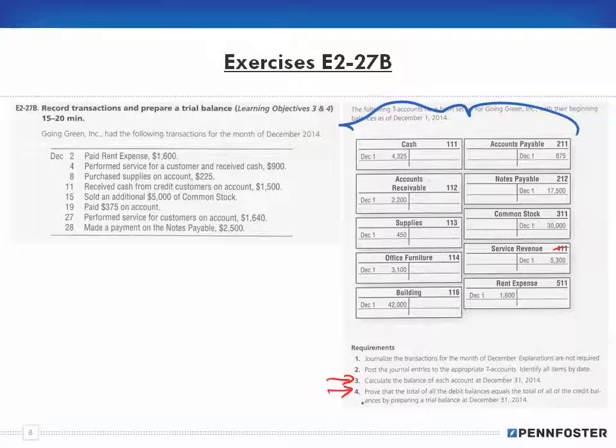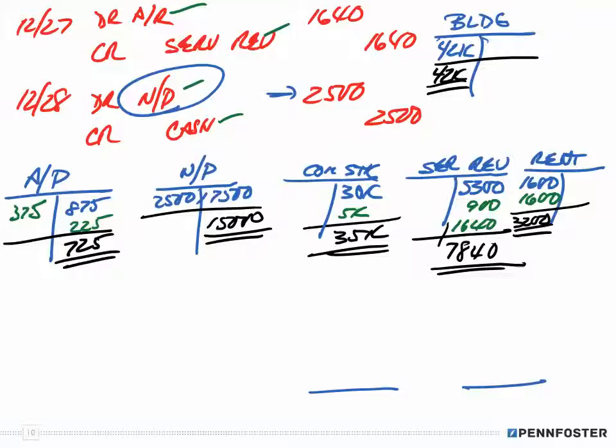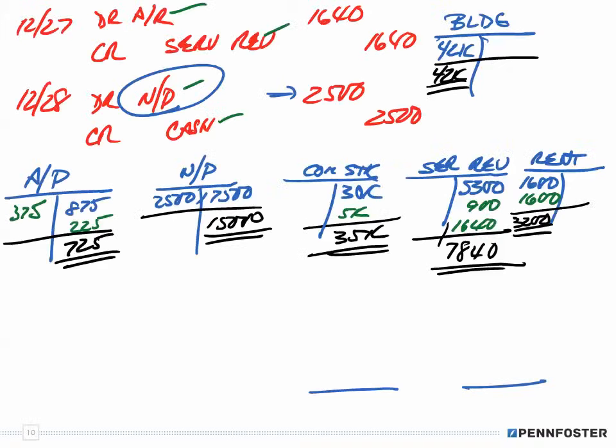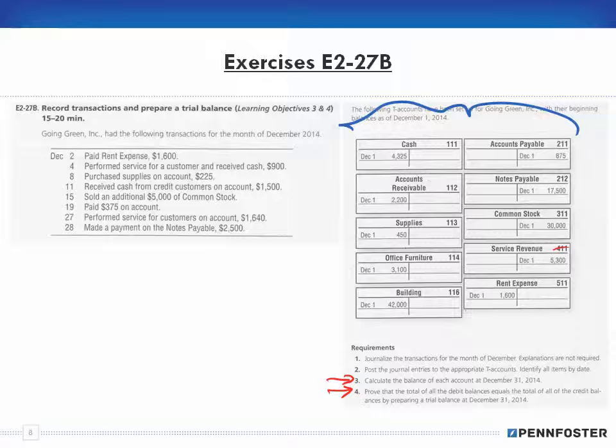So requirement 4 says prove that the total of the debit balances equals the total of the credit balances by preparing a trial balance. Now, I'm actually going to insert a slide here. Go home, slide, blank. So I just inserted a slide so that I can create a trial balance.